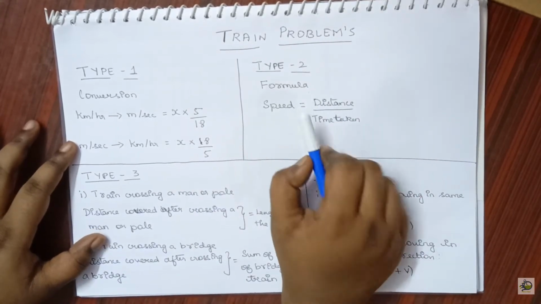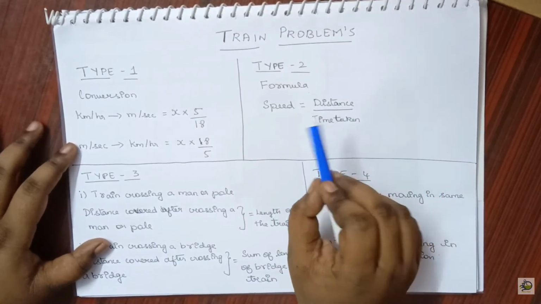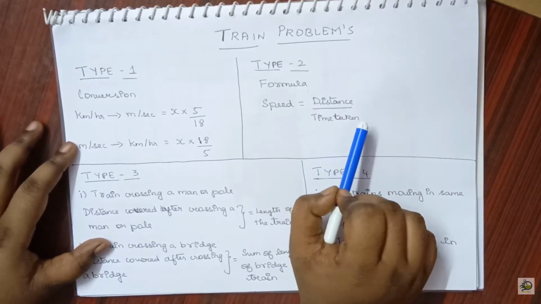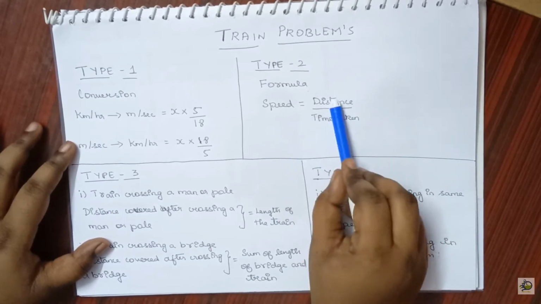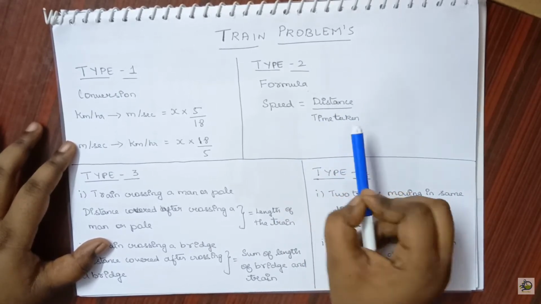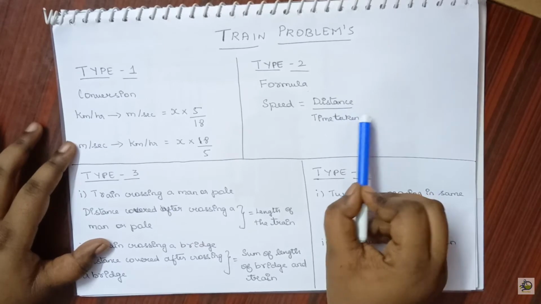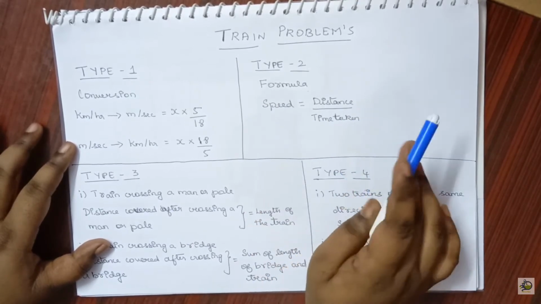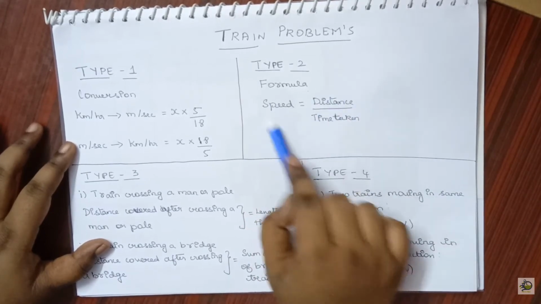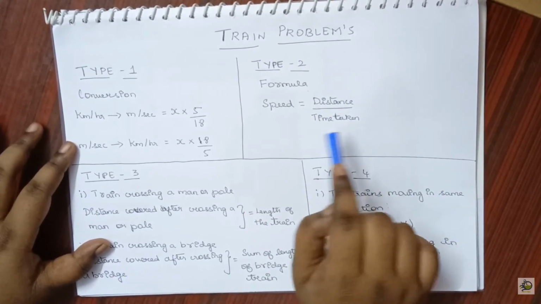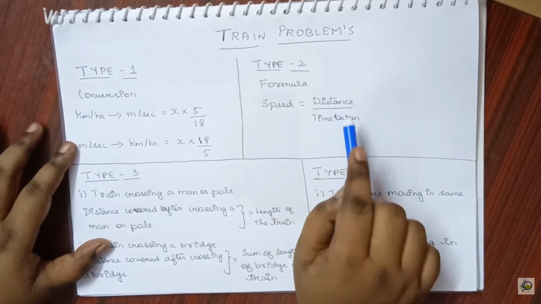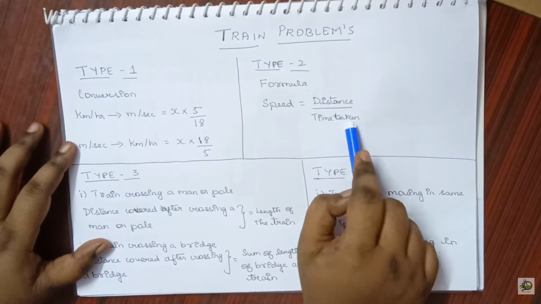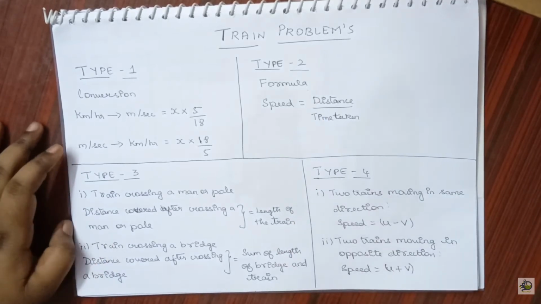Type 2 is where you have to find using a formula. Speed is equal to distance by time taken. They will give you data like speed and distance, and you will have to find the time taken, or else they will give you data like distance and time taken, then you will have to find the speed of the train. In such problems, you apply this formula to find the unknown one. So speed is equal to distance by time taken is the formula we will use to find any of the unknown data.